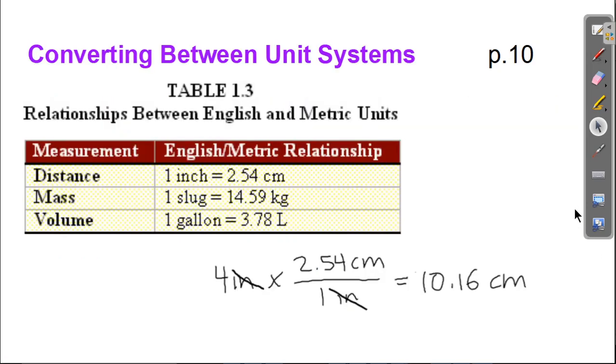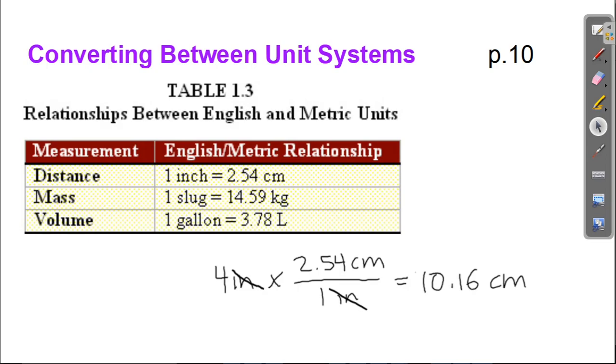Now, let's move on with our instruction. So converting between unit systems. For this module, you need to be able to convert from the English system to the metric system. In the future, when we do math, we're going to be using the metric system. But for this module, you need to be able to go from the English to the metric, not just within the metric from one prefix to another, but also from the English to the metric.